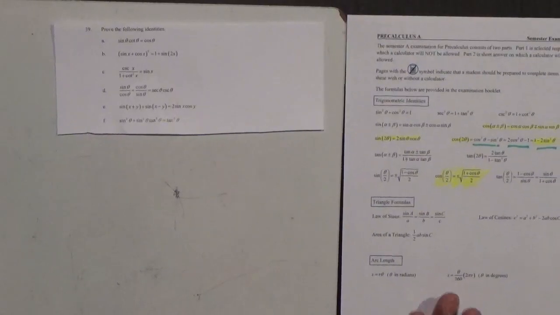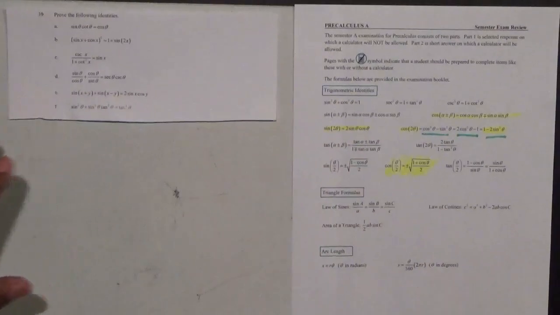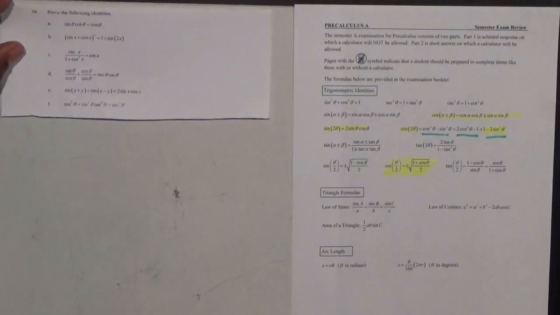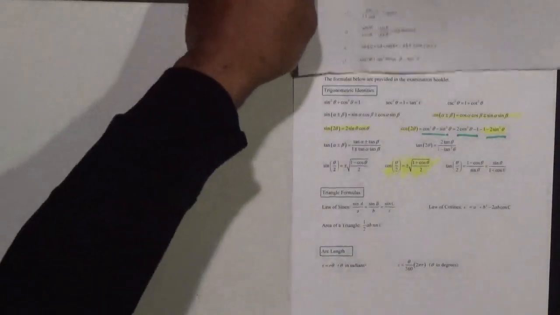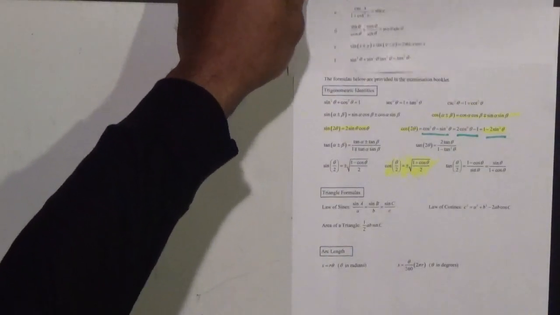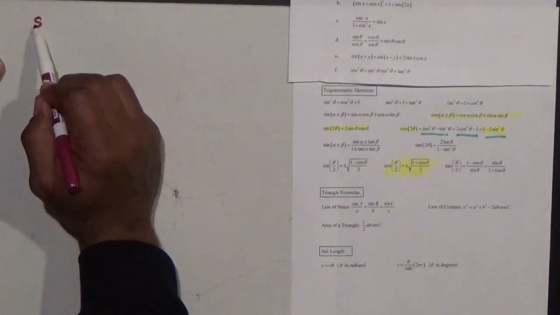All right, for number 39, we're proving identities. I know we spent quite a bit of time on this semester. Hopefully, we're pretty proficient at it. We're just going to jump right in. You should have your formula sheet somewhere near. You may need it. But let's go.